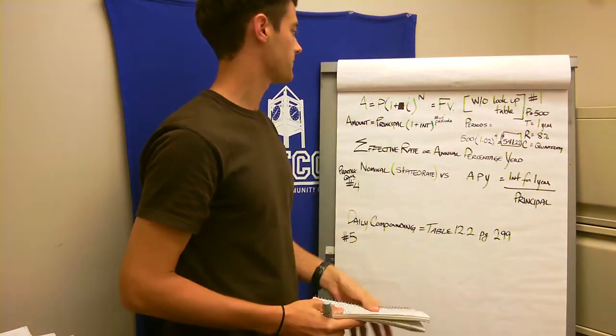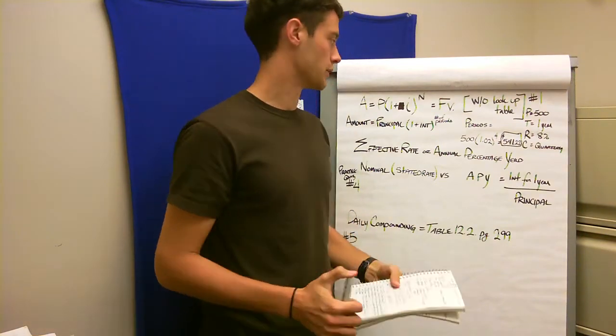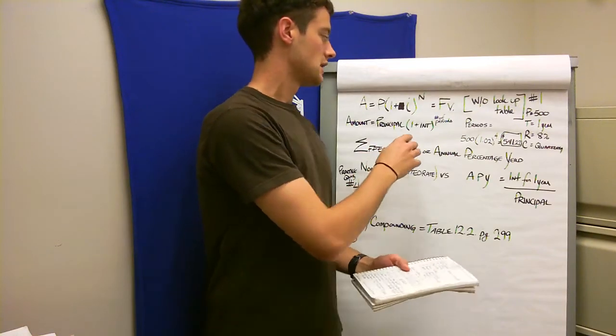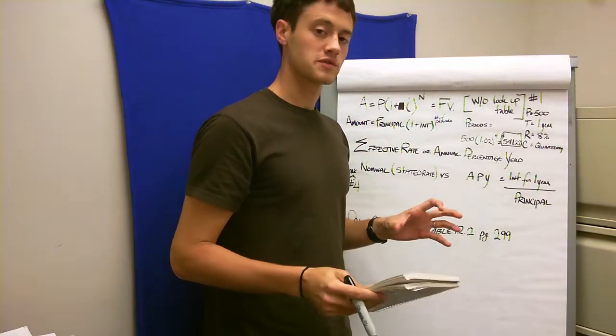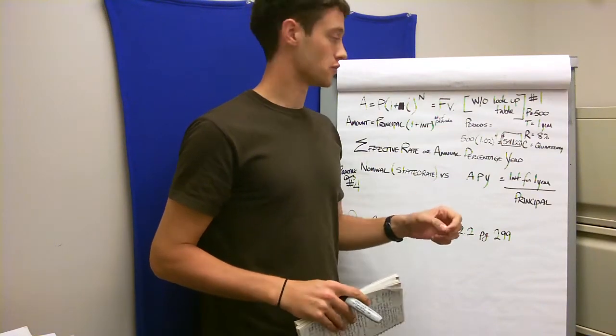But we were talking about the formula to figure out the future value. And we were saying that the amount, or the future value, is the principal times 1 plus the interest rate for that period, to the number of periods degree.